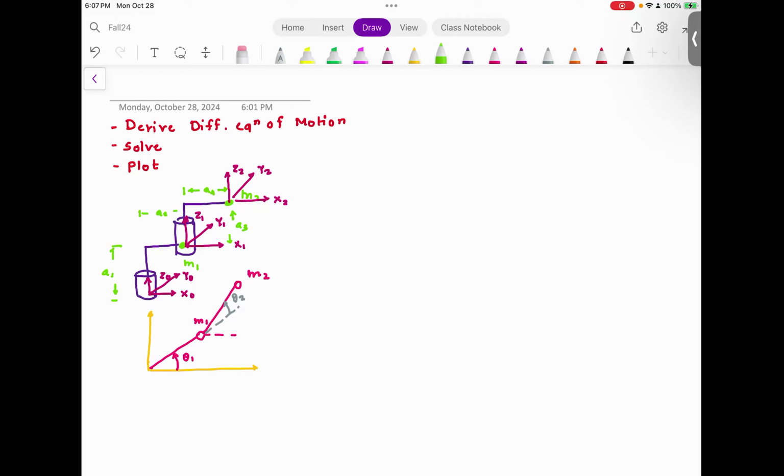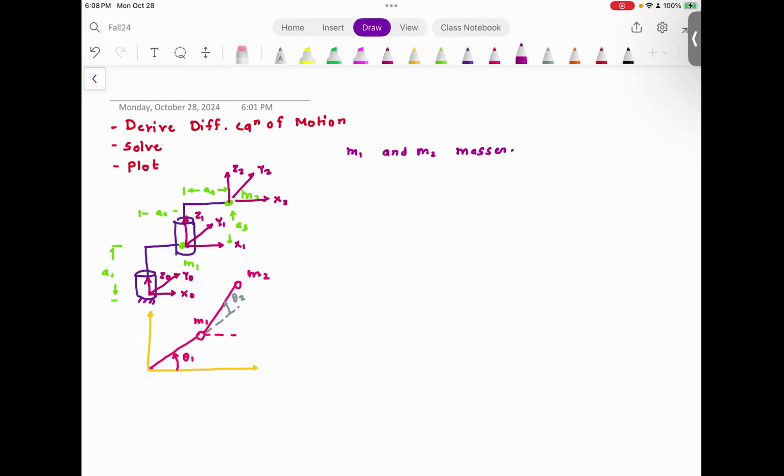So the assumption is M1 and M2 are the masses. What does that mean? It means even though there is a hinge at the X0, Y0, Z0, that hinge is pretty much massless. So everything else is massless. And the only mass is approximated at the frame 1, X1, Y1, Z1. And the second mass is at frame 2, X2, Y2, and Z2.